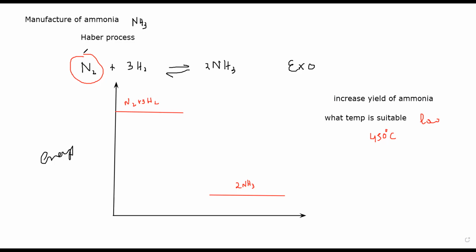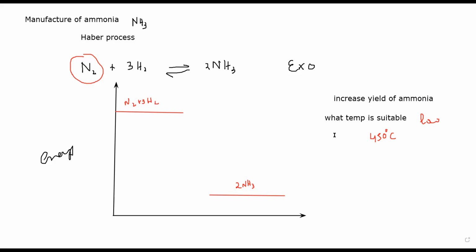And why not exactly 400? Why a bit more than 400? Because the rate of the reaction is also another thing which we have to keep in mind. A slight increase in temperature will increase the rate as well. So this is an optimum temperature, around 450, or 430 can be used for this reaction.